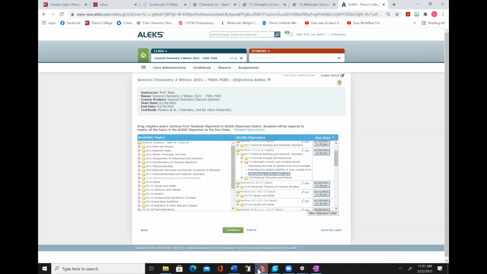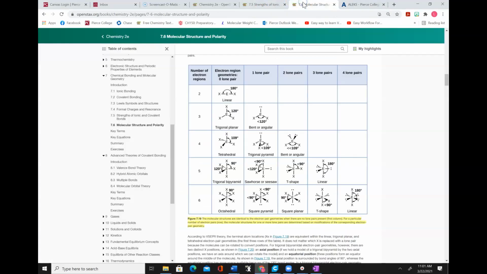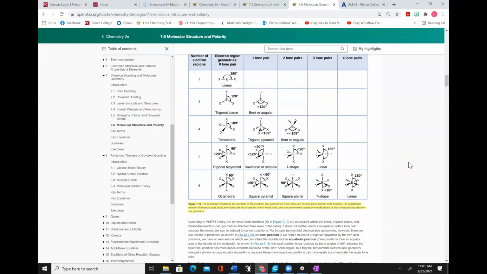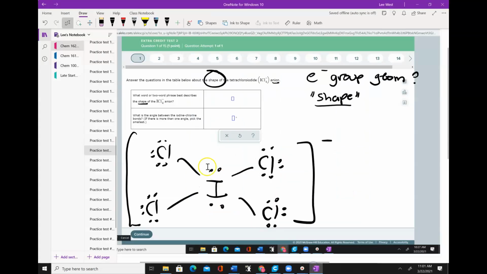So what I'm going to do is go to my book. Here we go. In chapter 7, right at the end where it says molecular shape and polarity, here's my VSEPR table. And in my ICl4 minus anion, I've got 2 lone pairs and a total of 6 electron regions. So that gives me the square planar shape with a 90-degree bond angle between my groups, right? 90 degrees and a square planar shape. So the answer in here is going to just be square planar.